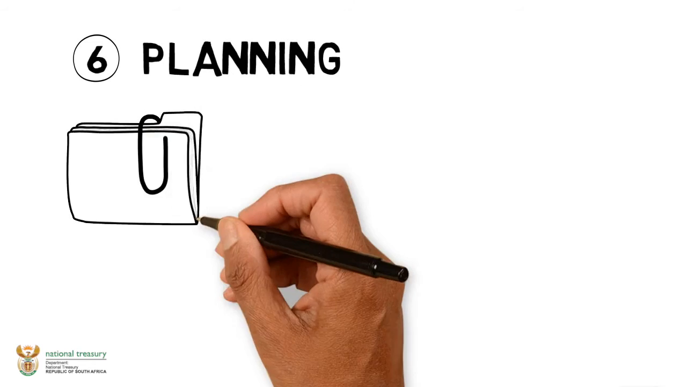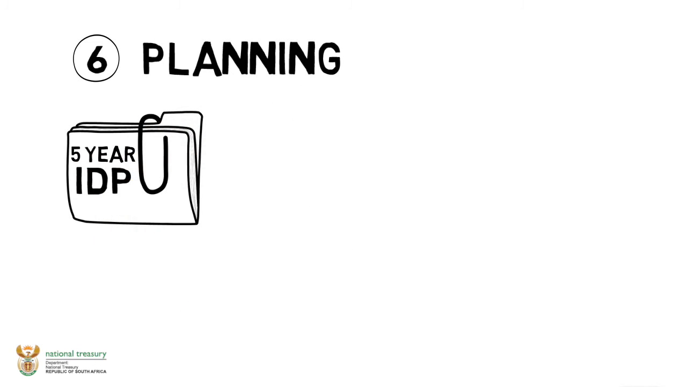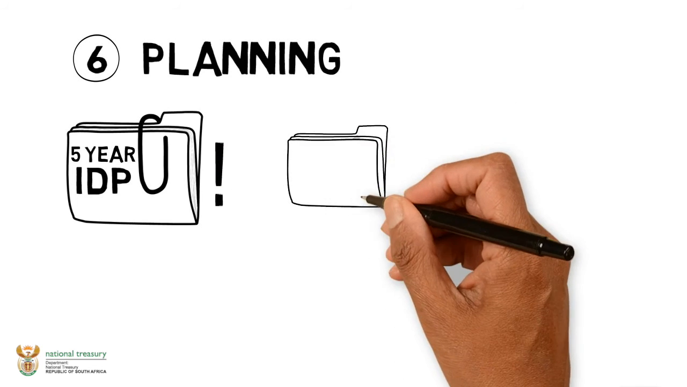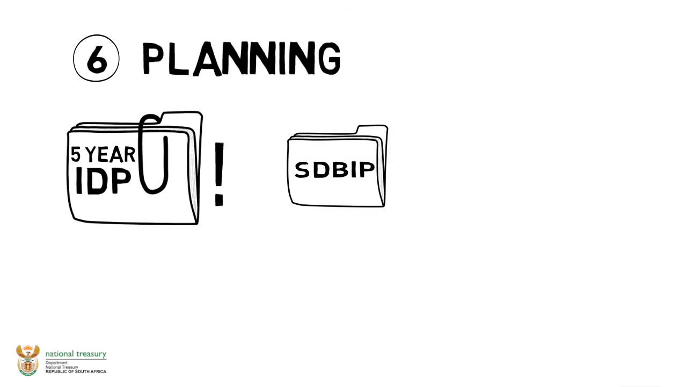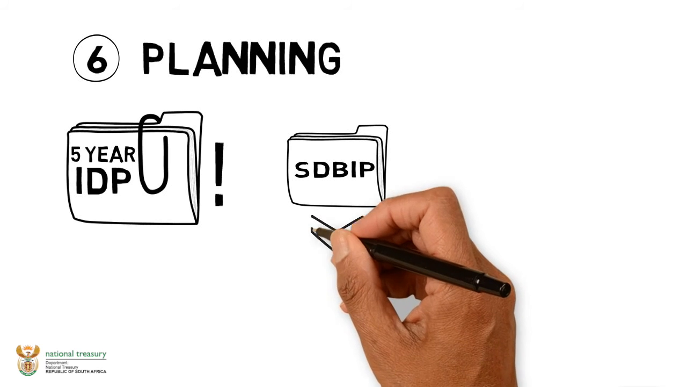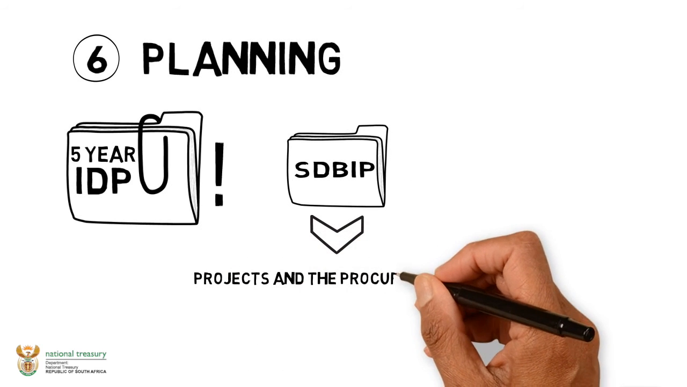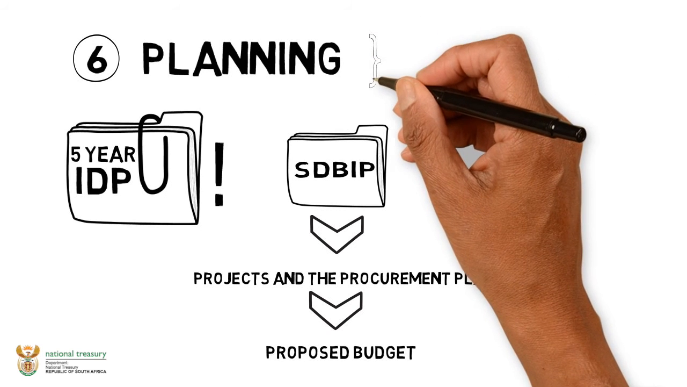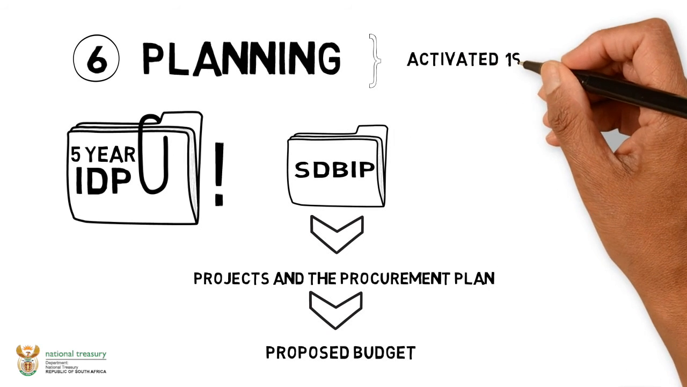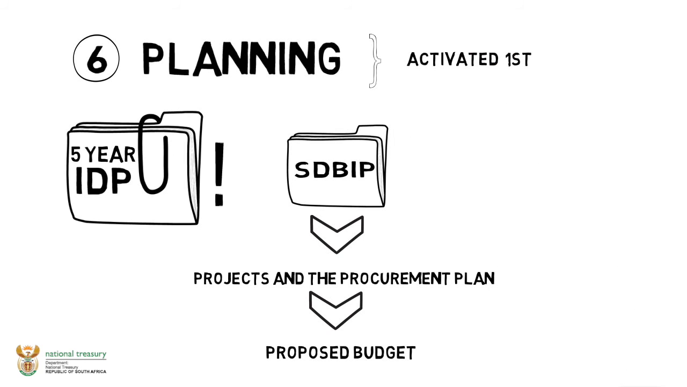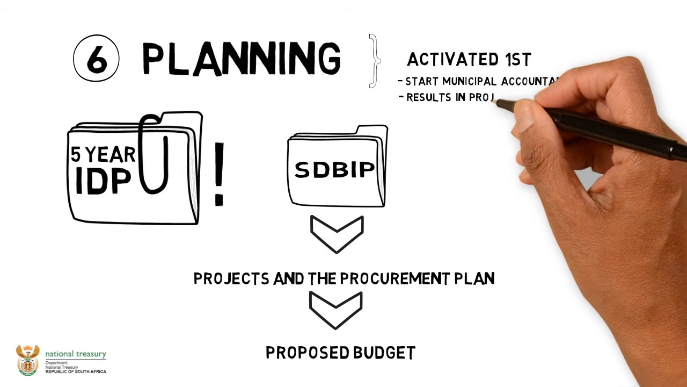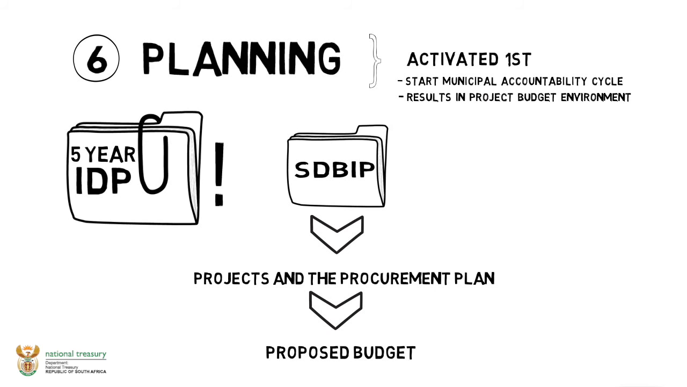Workstream 6. Planning. Phase 6 is where the 5-year IDP, the Integrated Development Plan, is prioritized, and the SDBIP, the Service Delivery and Budget Implementation Plan, flows into projects and the procurement plan. It is also recommended that this workstream is one of the first workstreams to be activated, as it talks directly to the start of the municipal accountability cycle and results in the project budget environment as required by the regulation.